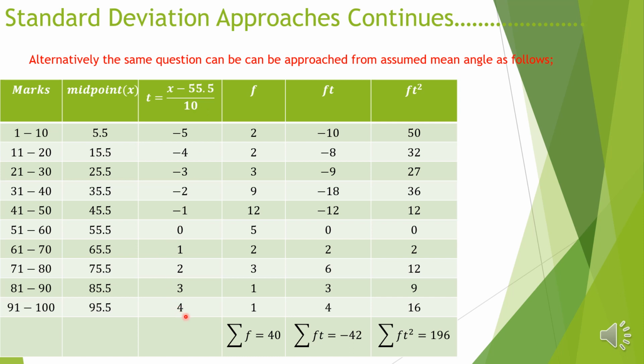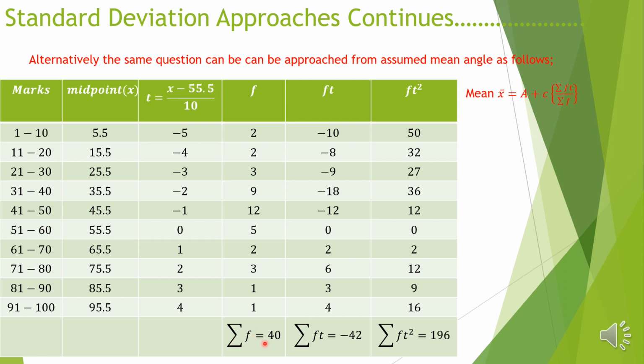Now, you see, the numbers that you are ending up with here are smaller. So I'll now copy in the frequency from the table, which we had: 2, 2, 3, 9, 12, 5, 2, 3, 1, 1. Then I'll sum this frequency, and from the previous explanation, we get the summation of f equals 40.